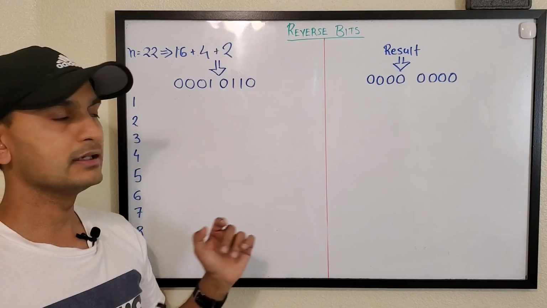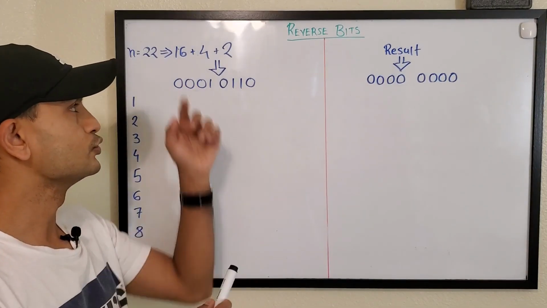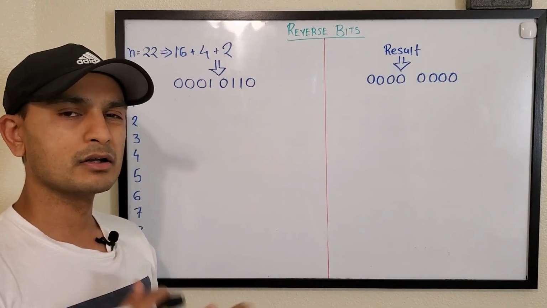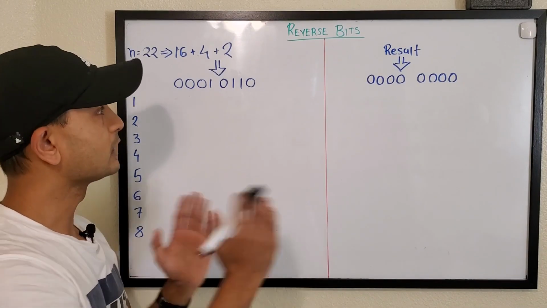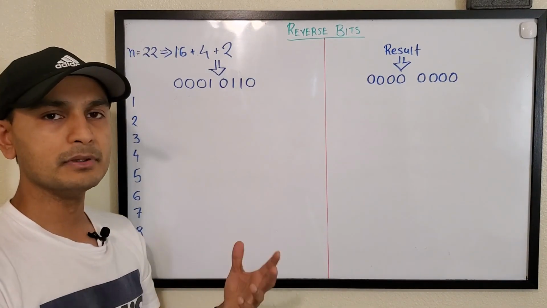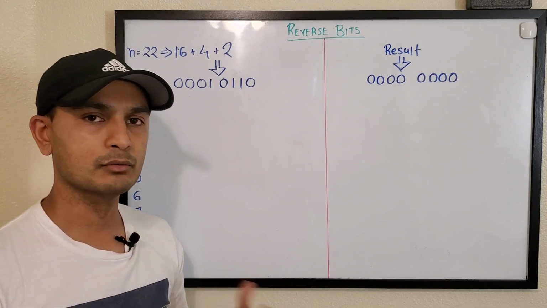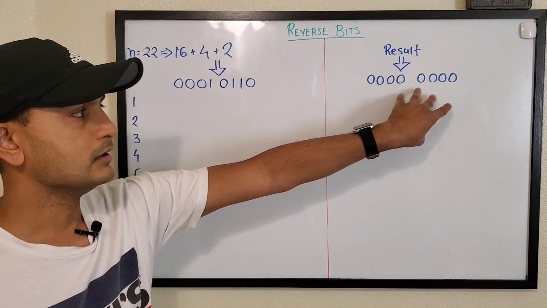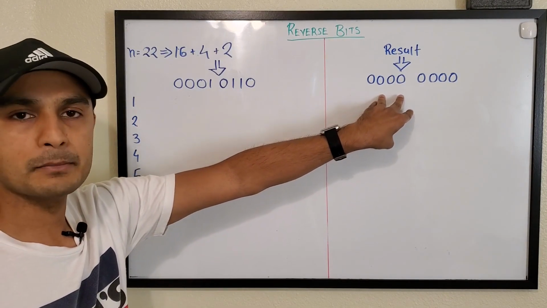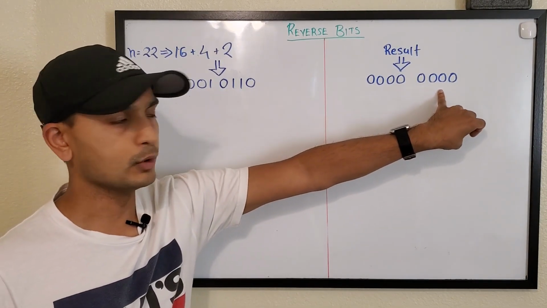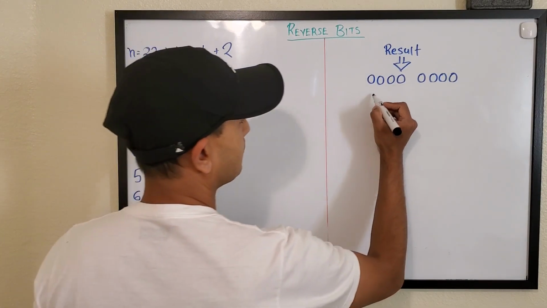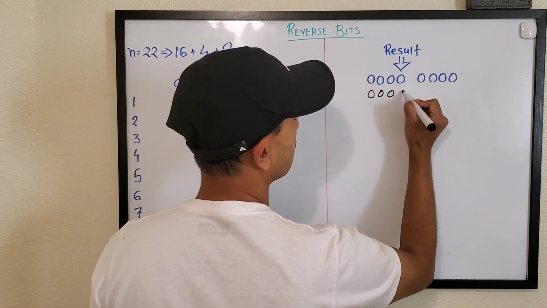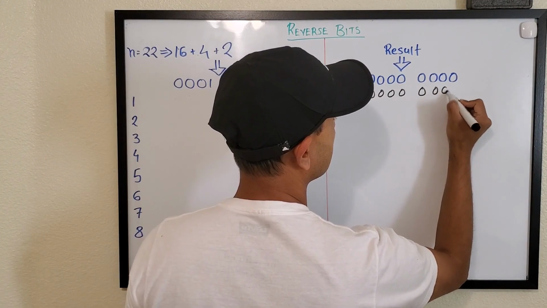Let's do it and see if we can reverse 22. A reverse would probably mean a mirror image, so reverse would be a completely mirror image of these bits. So let's do that. Okay, so I have this result. We'll left shift this result by 1 bit. Left shift of all zeros would be the same, so it'll be 0 0 0 0 0 0 0 0.